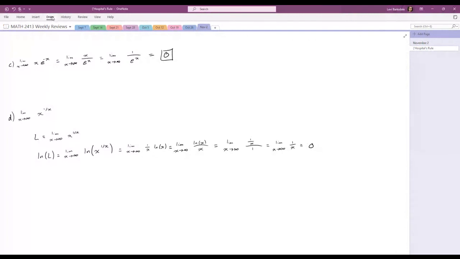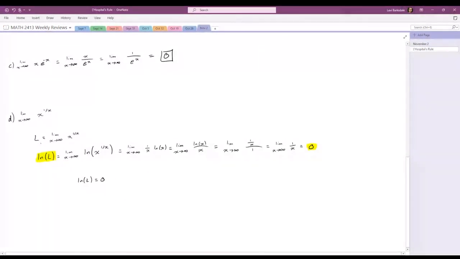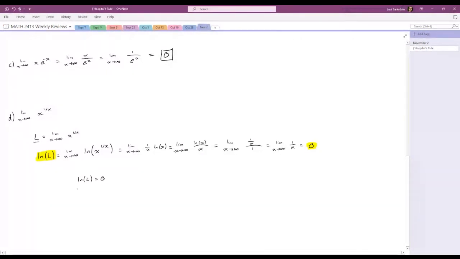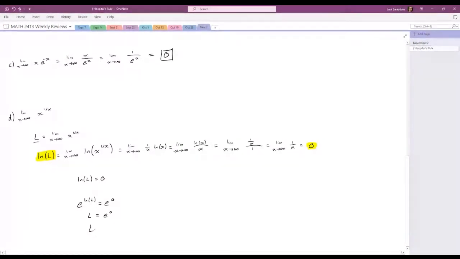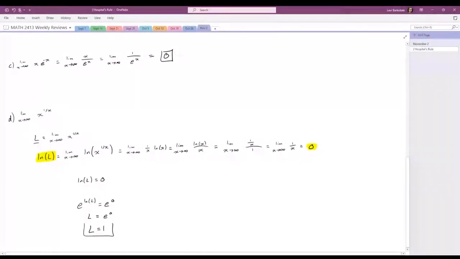Now, importantly, what I have here is that the natural log of my limit is equal to this 0 here. What I'm looking for is just L by itself. So to cancel out this natural log, I'm going to raise both sides to the power of e. So then I get L is equal to e to the 0th. So L is equal to 1. My limit is 1.